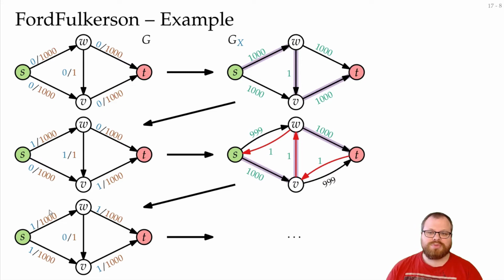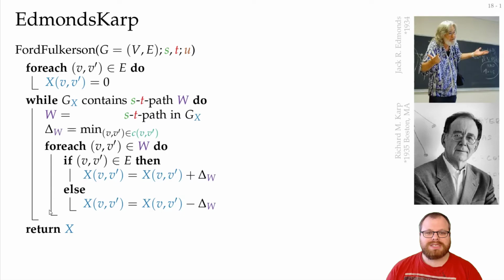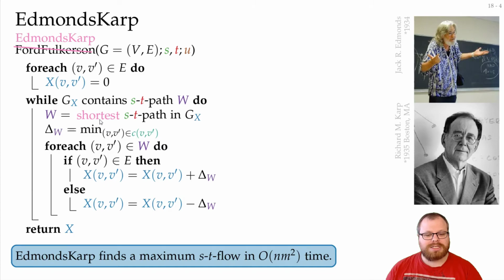But there is an improvement for this by Edmonds and Karp. And they say, instead of just choosing any path, they take the shortest path. And if we do that, then we can solve the problem in order of n m squared time. So number of vertices times edges squared. This can be more or can be less depending on this capacity function.